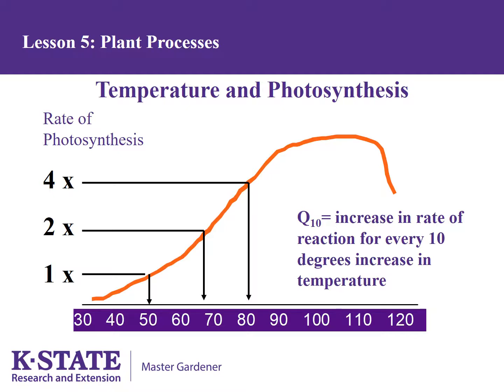Let's look at temperature and photosynthesis. The important point here is that the rate of photosynthesis increases with temperature only up to a certain point. Then it levels off and eventually decreases. Photosynthesis in cool season crops is often most efficient between 65 and 70 degrees. Warm season crops are most efficient at 90 to 95 degrees. What you see here is, of course, a warm season crop.